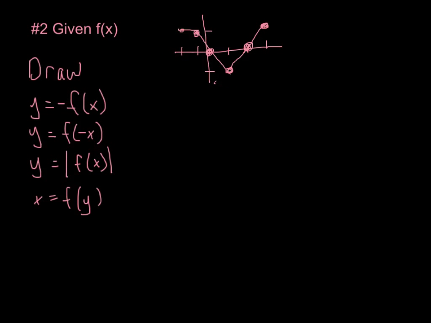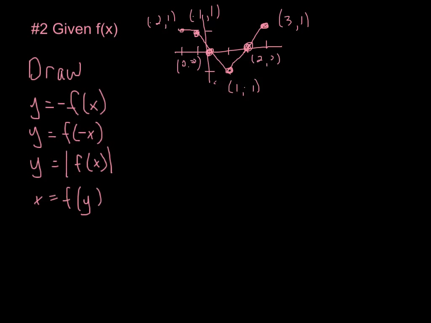I'll label a couple of them for you. This one's 1, negative 1. This one's 2, 0. This one's 3, positive 1. This one is negative 2, positive 1. And this one here is negative 1, positive 1. And then obviously it goes through the origin 0, 0. And you are going to sketch all 4 of these graphs. You're going to sketch all 4 of them, all right?